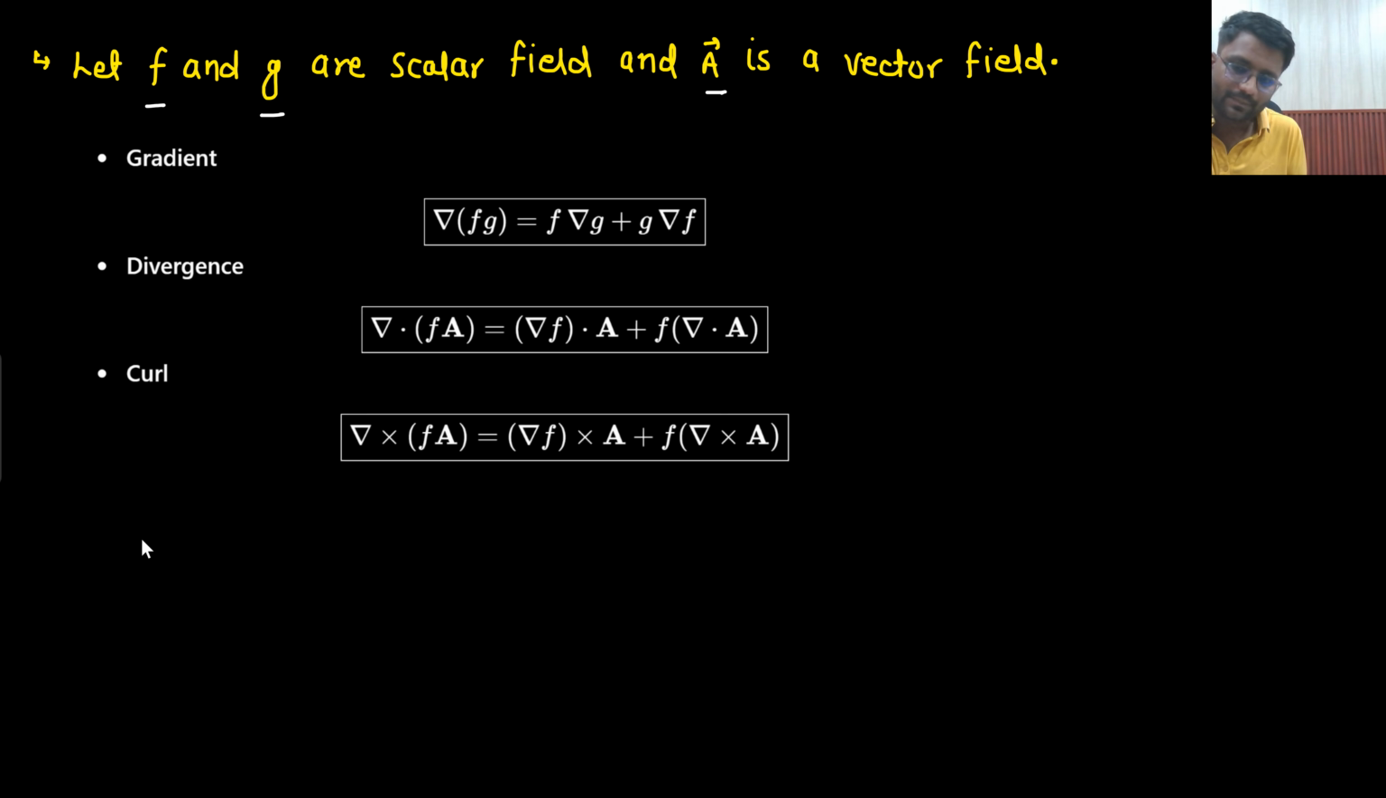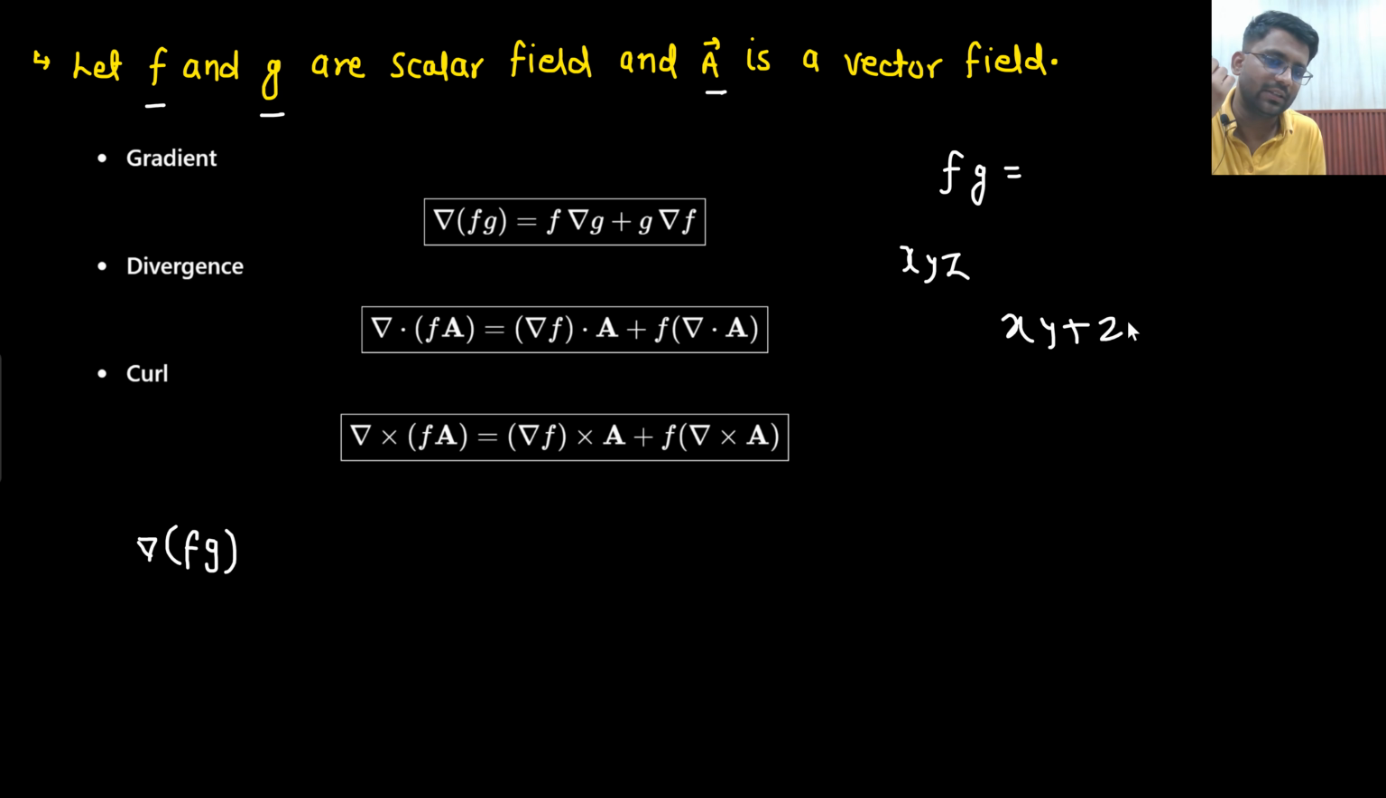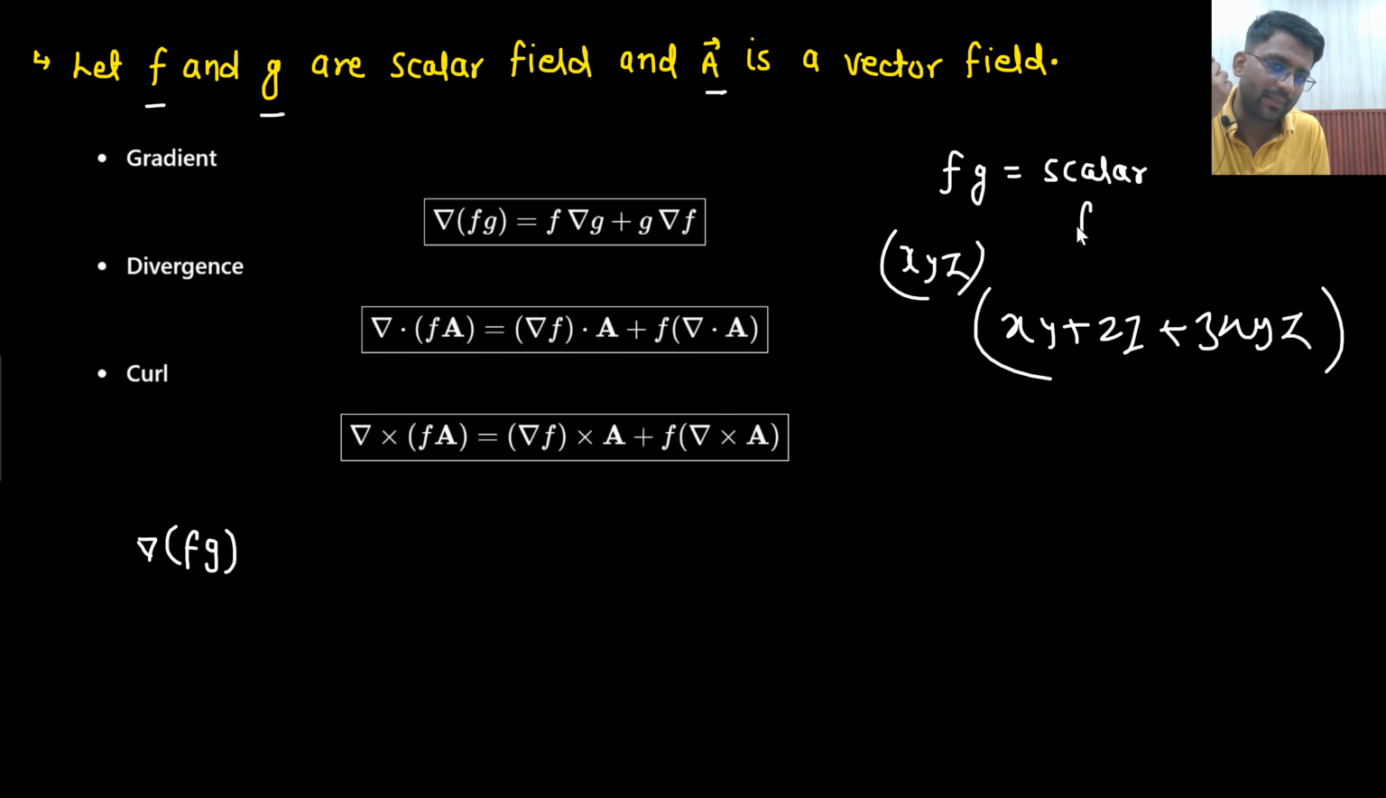First of all, let me know whether F into G will be a scalar field or not. F multiplied with G: scalar field multiplied with scalar field. Let's say F is xyz, and G is xy plus 2z plus 3xyz. Both being multiplied, it will be a scalar field only. So F into G will be a scalar field only.